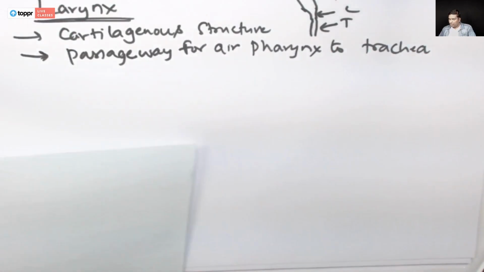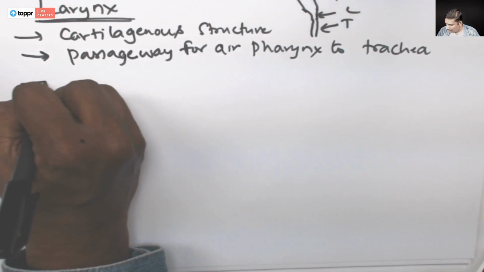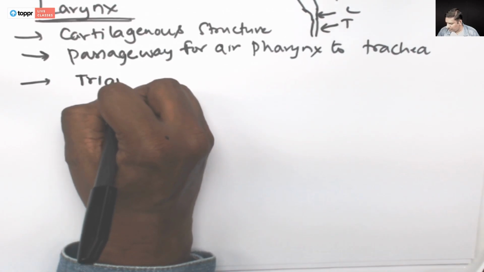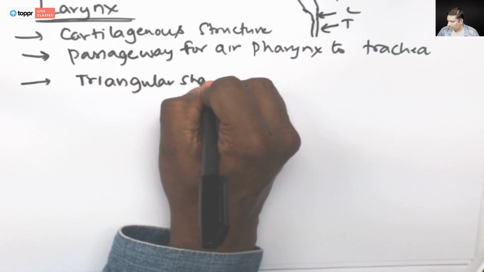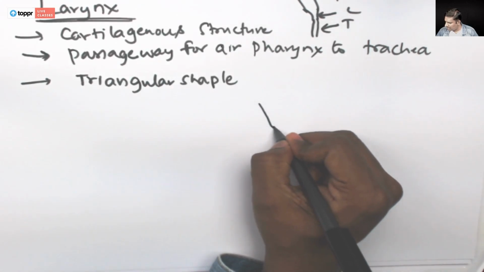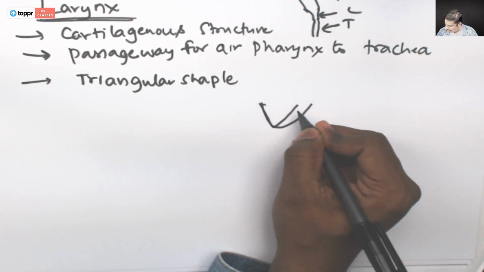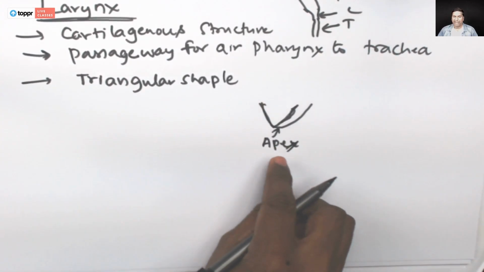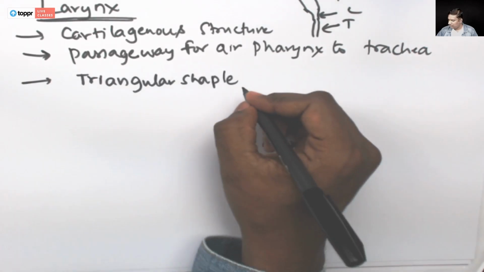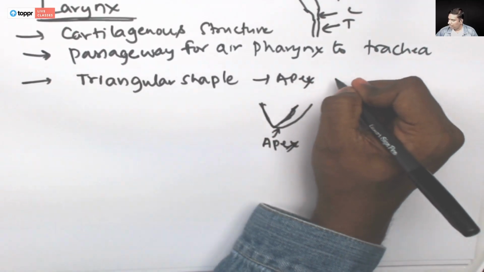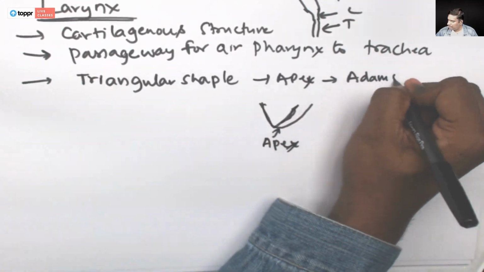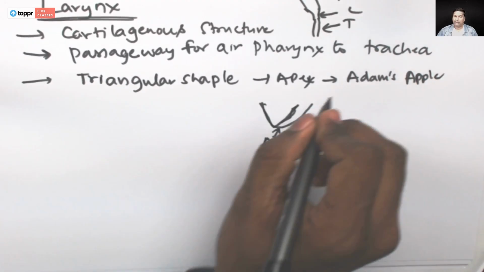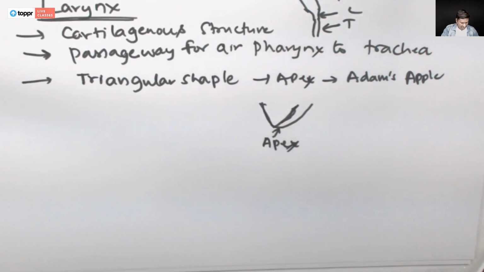Now, there are some important aspects that you have to understand about the larynx. The larynx basically has a triangular shape, something like this, not exactly like this, but somewhat like this. The apex of the larynx is what we see as your Adam's apple. The apex that you see is the one which actually forms the Adam's apple.